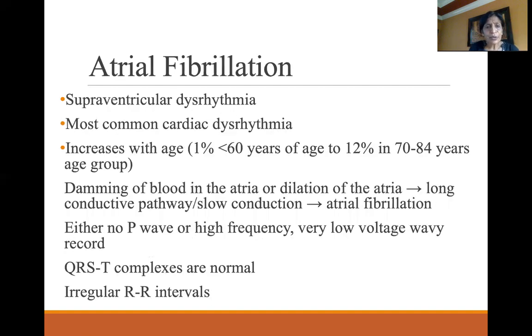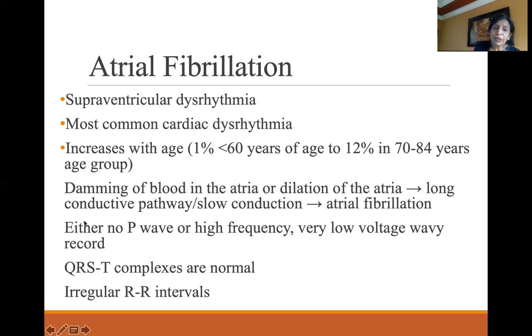All right, so supraventricular dysrhythmia. This is always going to be above the ventricles, in other words, in the atrial chambers. The most common cardiac dysrhythmia is AFib. It increases with age, from 1% below 60 years of age to 12% in 70 to 84 years of age. Damming of blood in the atria, dilation of the atria.